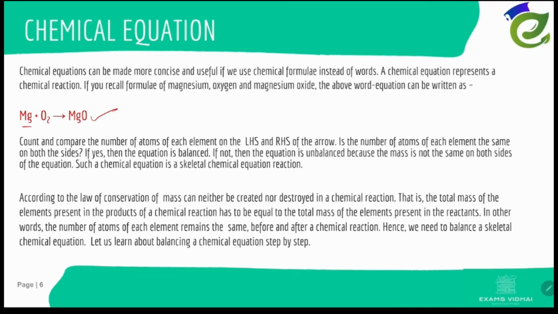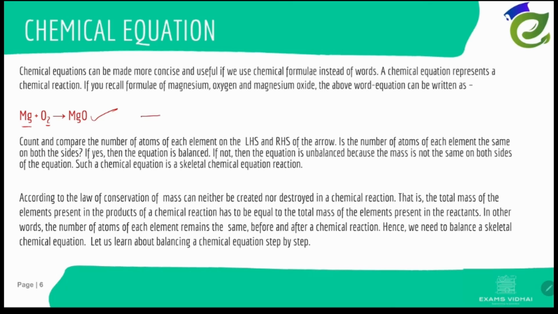Why do we say this is not balanced? If we take oxygen, oxygen has two atoms on the reactant side, but in the product, oxygen has only one atom. Therefore, this is not balanced. So what is balancing? The number of atoms in the reactants should be equal to the number of atoms in the products, and that is called balancing of a reaction.